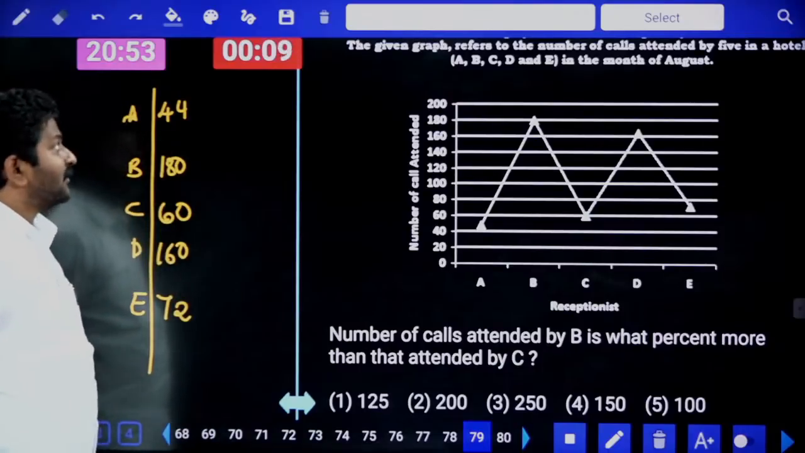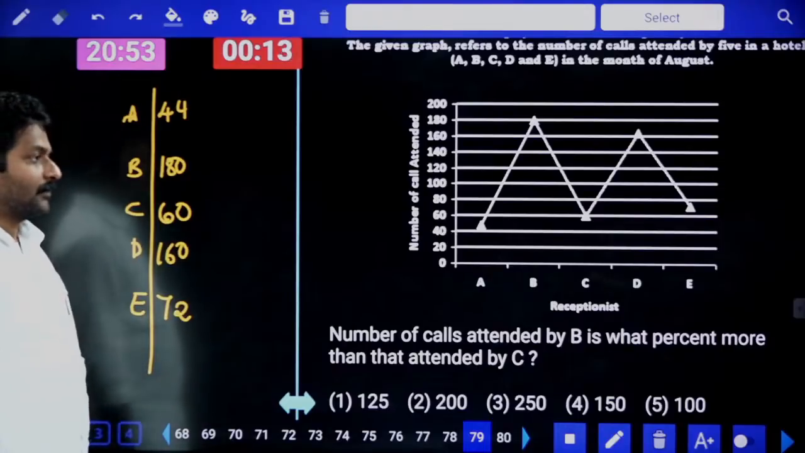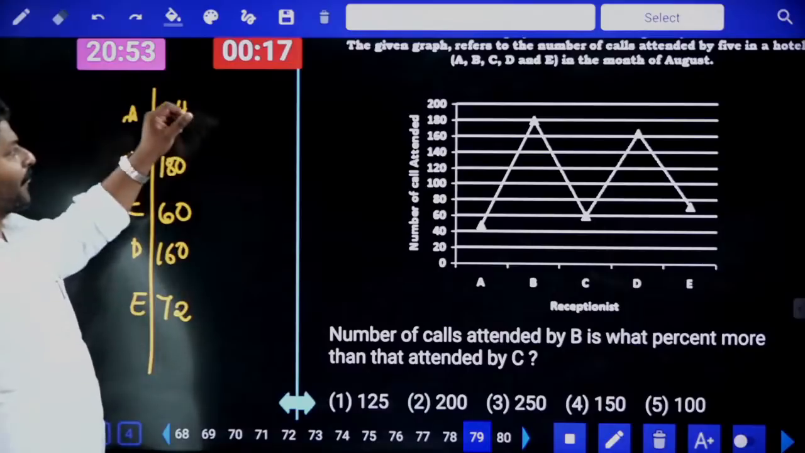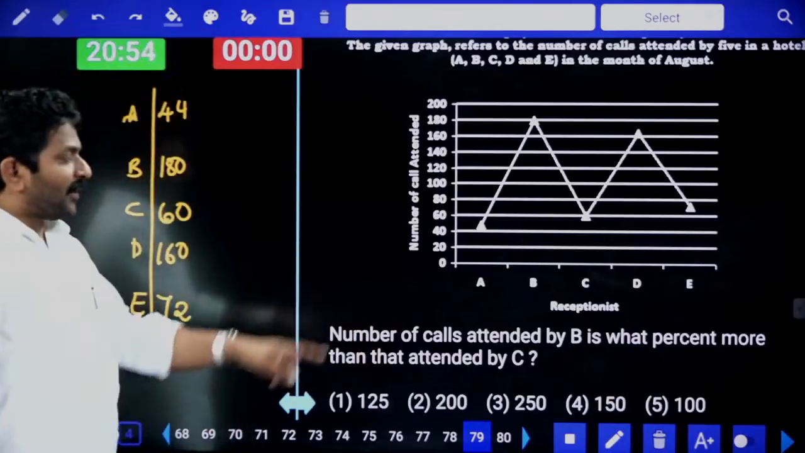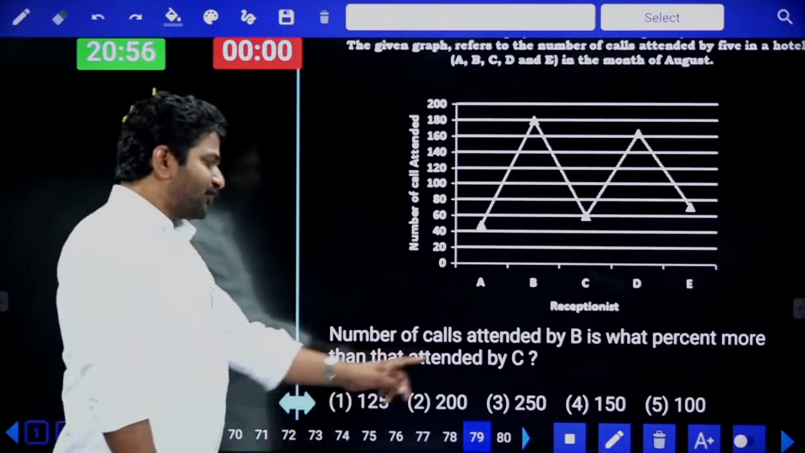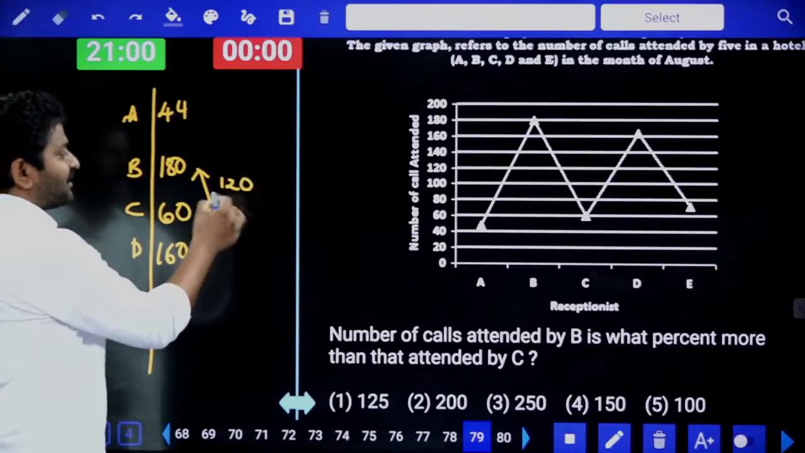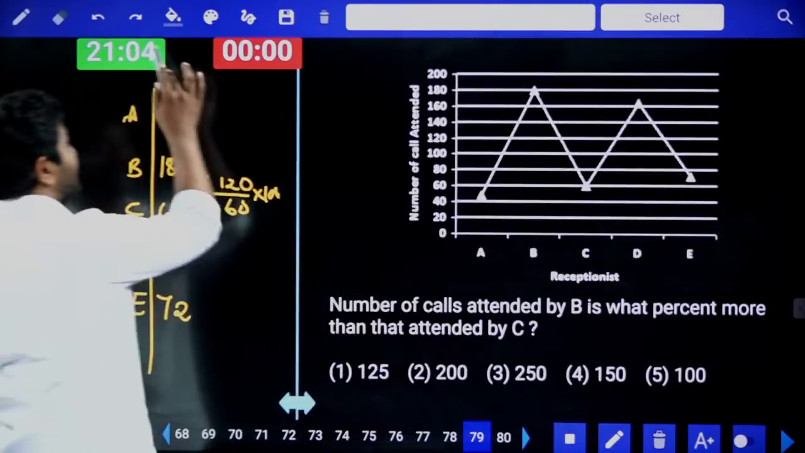That's an easy one. Yes, 200%. Correct. Number of calls attended by B is what percentage more than that attended by C? So it is 120 more upon 60 percentage into 100. 200 is the right answer, which is equal to second option.